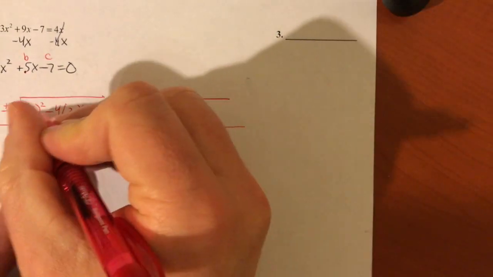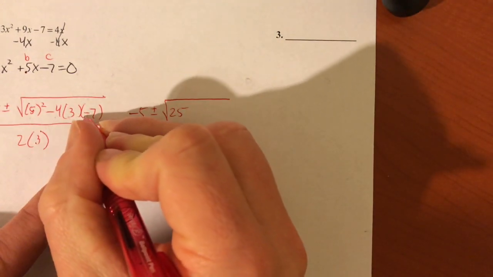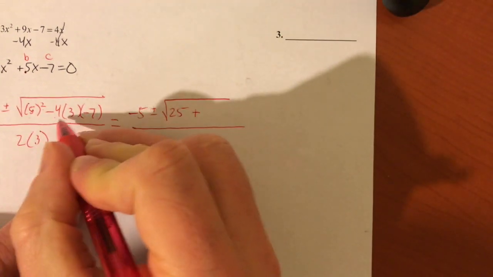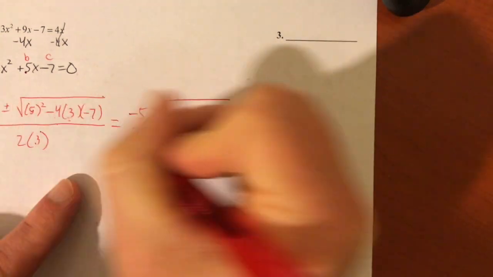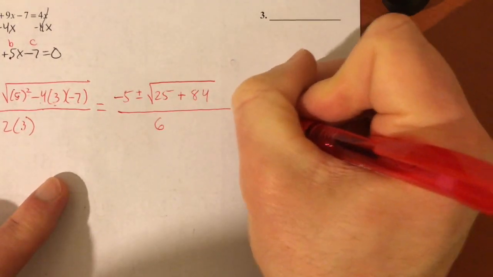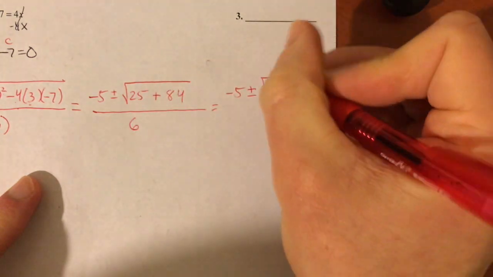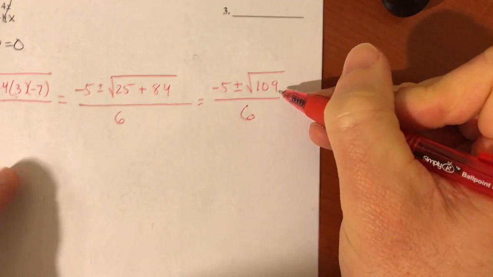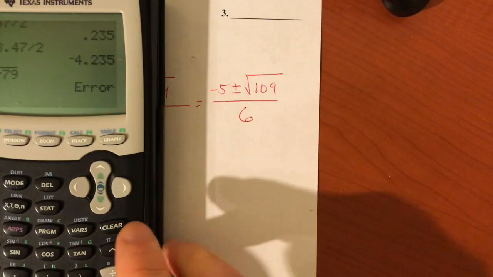Simplifying this inside, 5 squared is 25. Negative 4 times positive 3 times negative 7. Negative times positive times negative is positive. 4 times 3 is 12. 12 times 7 is 84. Or use your calculator. 2 times 3 is 6. Add the inside there. Negative 5 plus or minus the square root of 25 plus 84 is 109. Divided by 6. 109 is not a perfect square. It's going to be an irrational answer here.